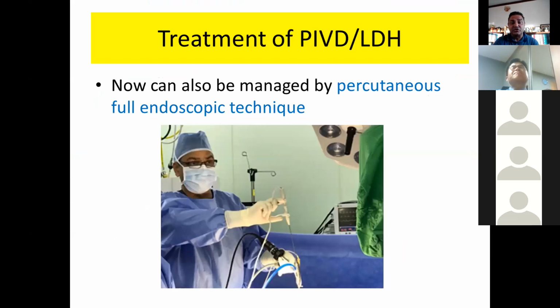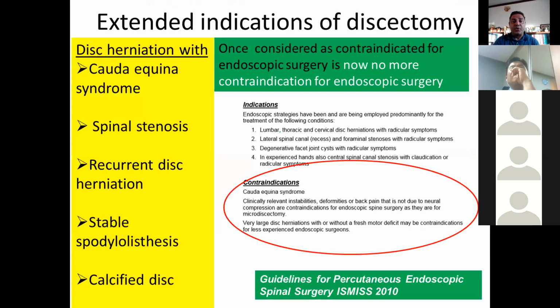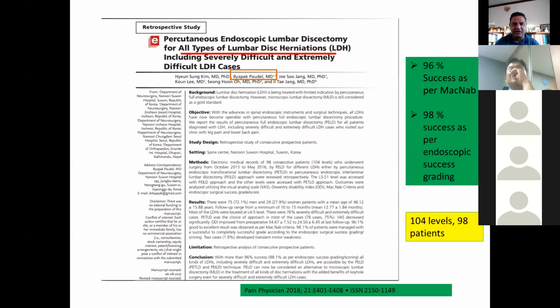Now the prolapsed disc, lumbar disc herniation, also can be managed by the percutaneous full endoscopic system. Cauda equina syndrome, spinal stenosis, recurrent disc herniation, stable spondylolisthesis, calcified disc, once considered contraindications for endoscopic surgery, are now no more contraindications, because we now have a paper that describes that all types of lumbar disc herniation can be done by endoscopic methods with a 96% good to excellent result.